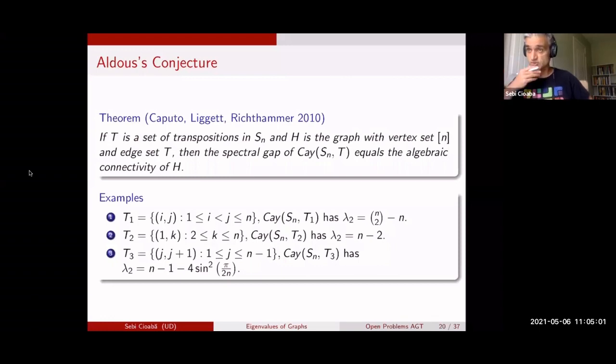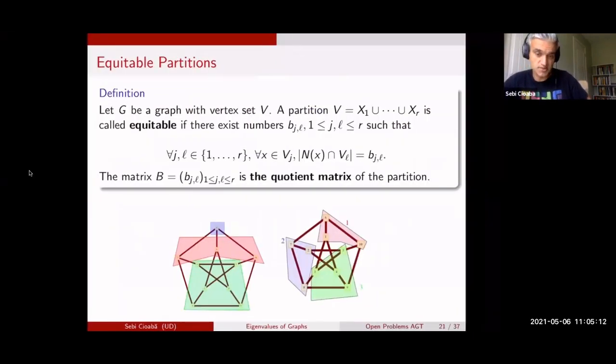And I think those are solved by Kasabov about 10, 15 years ago. So I'll show you what one can do with bare hands using simple methods, equitable partitions, because these graphs have a very, very nice structure.